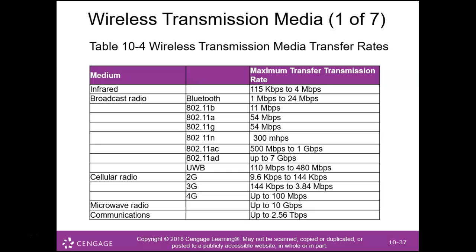Note that infrared is line of sight, like your remote control we mentioned, and that broadcast radio uses the IEEE standard of 802.11. We discussed this earlier, and it's used to send radio signals through the air over long distances. Bluetooth, UWB, Wi-Fi technologies, they use these broadcast signals. They're also used for hotspots.